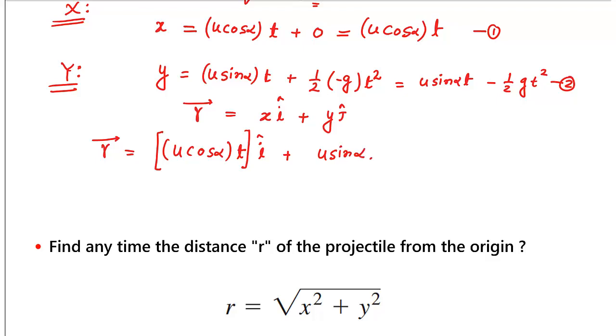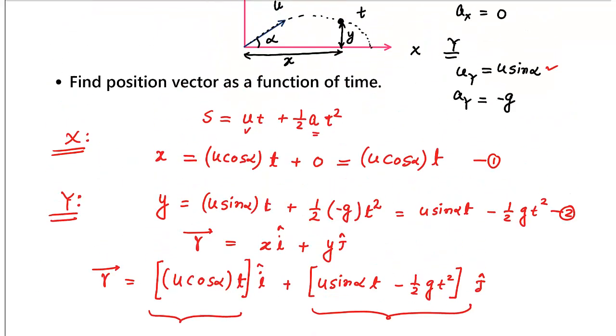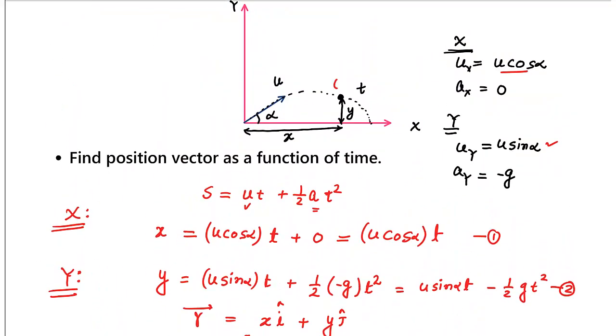U sin alpha t minus half g t square, and then this j cap. So this is my position vector. The x component of the position vector is this, and this is the y component. Once I know the position vector, I can calculate the magnitude of the distance from the origin. For example, now I know this position coordinate x y, so we can calculate the distance of this point from the origin.